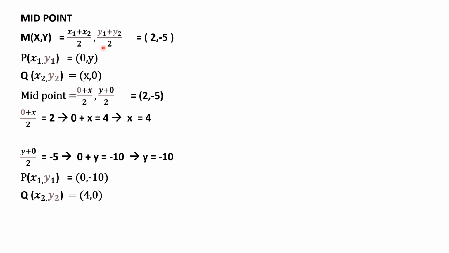See, x1 plus x2 by 2, y1 plus y2 by 2 equal to 2, minus 5, with x1, y1 and x2, y2. Same way we have 0 plus x by 2 equal to 2. So x equal to 4, y plus 0 by 2 equal to minus 5, y equal to minus 10. So P x1, y1 equal to 0, minus 10, Q x2, y2 equal to 4, 0. Now going to the next one.